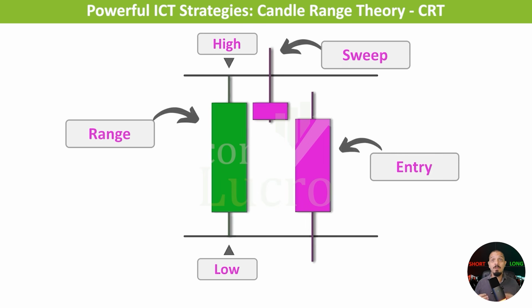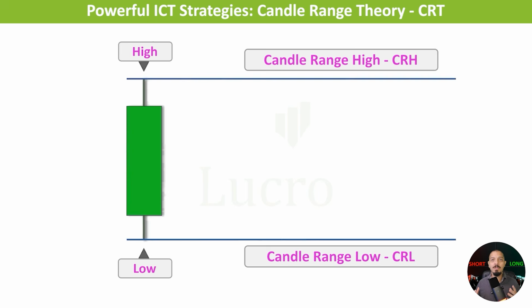The third candle provides the entry. Let's break this down step by step as a concept. Starting with the first candle, candle range theory suggests that every candle's high and low act as the most important liquidity levels that the following candles will use as targets.